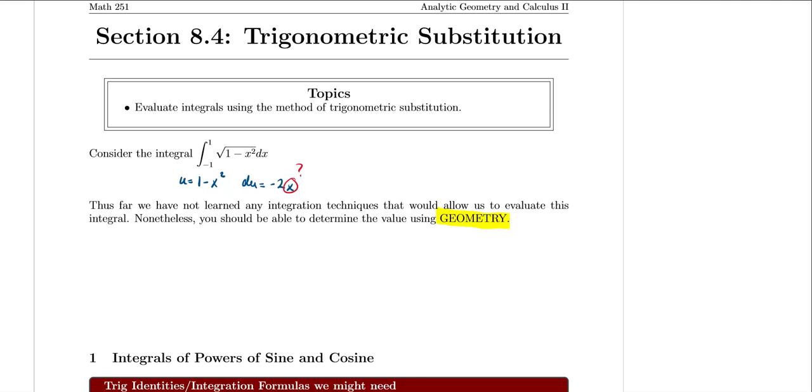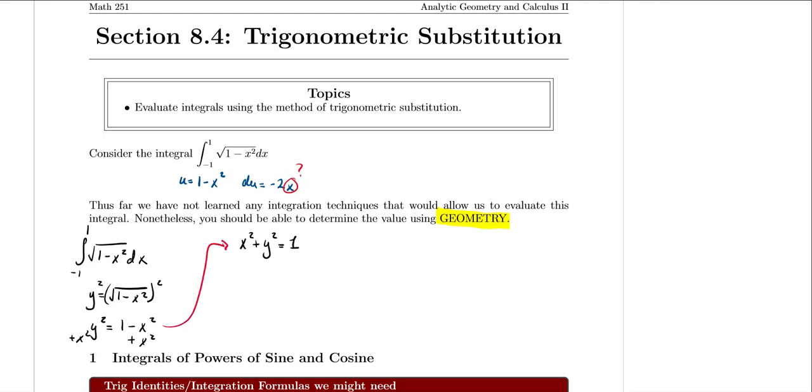So let's take a look at the integral one more time. We have the integral from -1 to 1 of the square root of 1 minus x squared. What I'm going to do here is define y to be the square root of 1 minus x squared. Now squaring both sides, we get y squared equals 1 minus x squared. Adding x squared to both sides, we're left with x squared plus y squared equals 1. Hopefully you recognize this equation as the equation for a circle with a radius of 1, which is also centered at the origin.